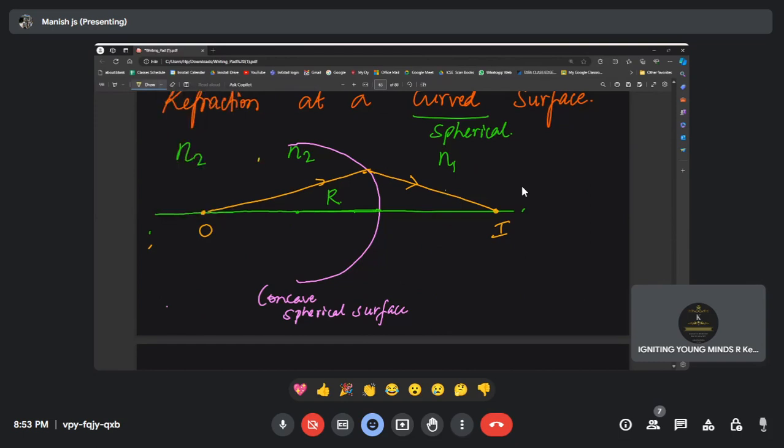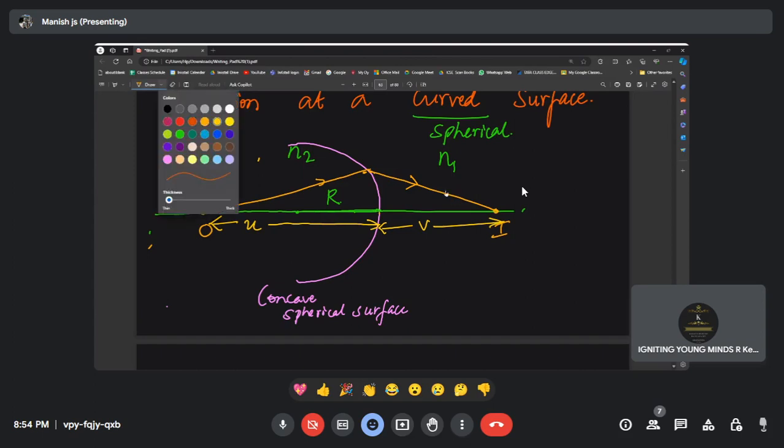Before that, we have to mention certain parameters. The distance between the interface of the spherical surface and your object is the object distance, which we represent using U. The distance between the surface and your image is the image distance, which is given by V. So this is U and that is V. We have written that, and now we go ahead and write the relation. Now, you know that the light ray is traveling from medium N2 to medium N1.